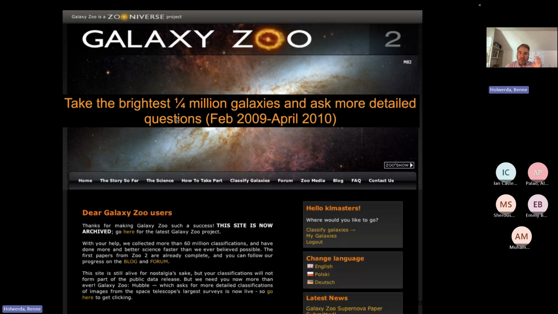So Galaxy Zoo started with the 250,000 galaxies and asked more detailed questions. So they had a first one, they had a second one. I think we're on Galaxy Zoo 5 now. But it gives you an idea of how old this is, especially in internet terms. Think internet 2008, 2009. Could anybody even remember the internet back there? Like Twitter's maybe a nascent thing, that kind of.